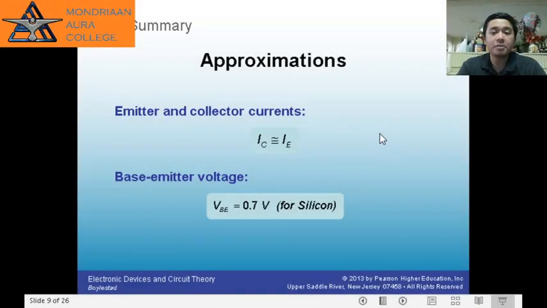Here are some approximations that we can use sa pagko-compute natin ng BJT parameters. Ang una, ito na-establish na natin to kanina, I sub C is approximately equal to I sub E. The collector current is approximately equal to the emitter current. Dahil nga, ang ating base current ay sobrang liit, pwede na natin siyang i-eliminate. Next, for the base emitter voltage, we can assume a 0.7 volt potential difference for silicon. Most of the BJTs naman are made of silicon, kaya pwede natin gamitin yung 0.7 na yon.